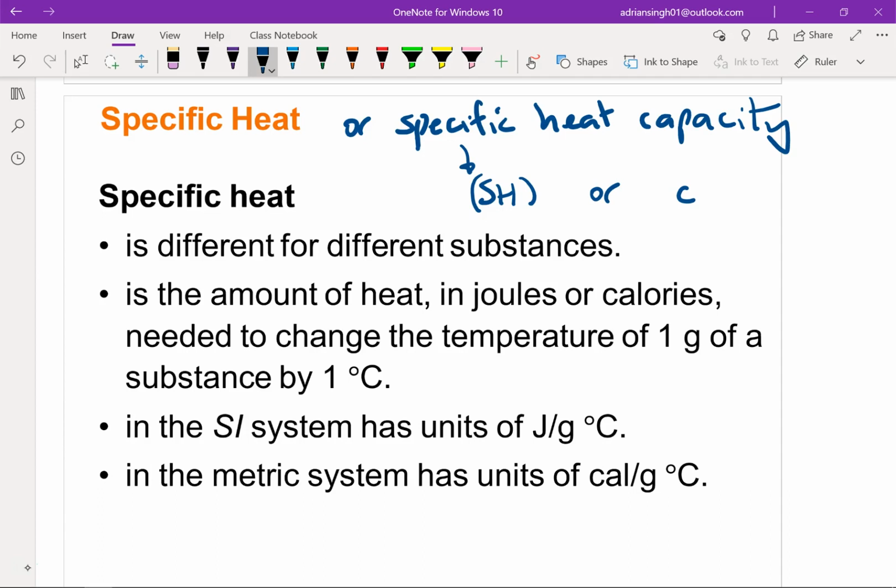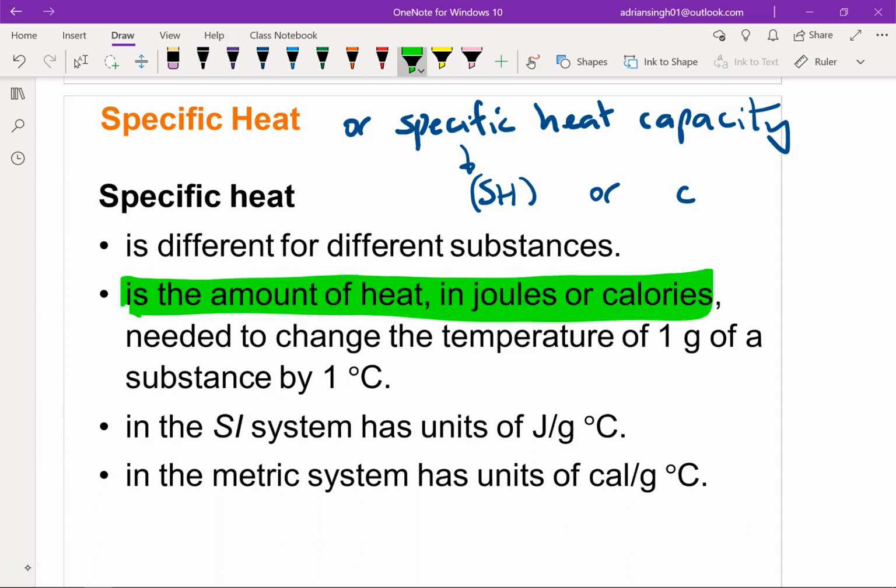So what exactly is the specific heat? Well, we can define it as the amount of heat needed, and heat can be measured in joules or calories. So the amount of heat that's required to change the temperature, usually to increase the temperature, but also it can be the amount of heat that's lost when the temperature of a substance changes by 1 degree Celsius for 1 gram of that substance, right? So we say the specific heat is the amount of heat needed, either in joules or calories, required to change the temperature of 1 gram of a substance by 1 degree Celsius.